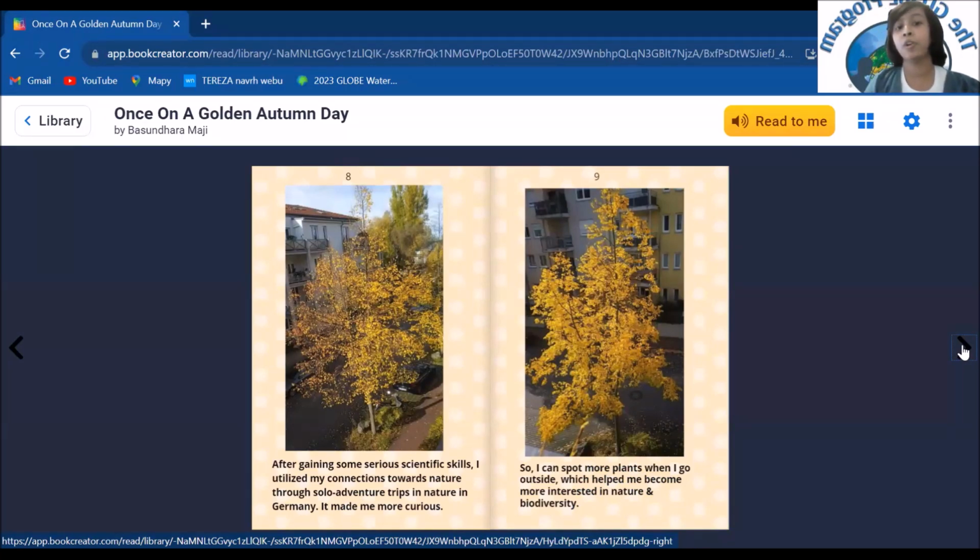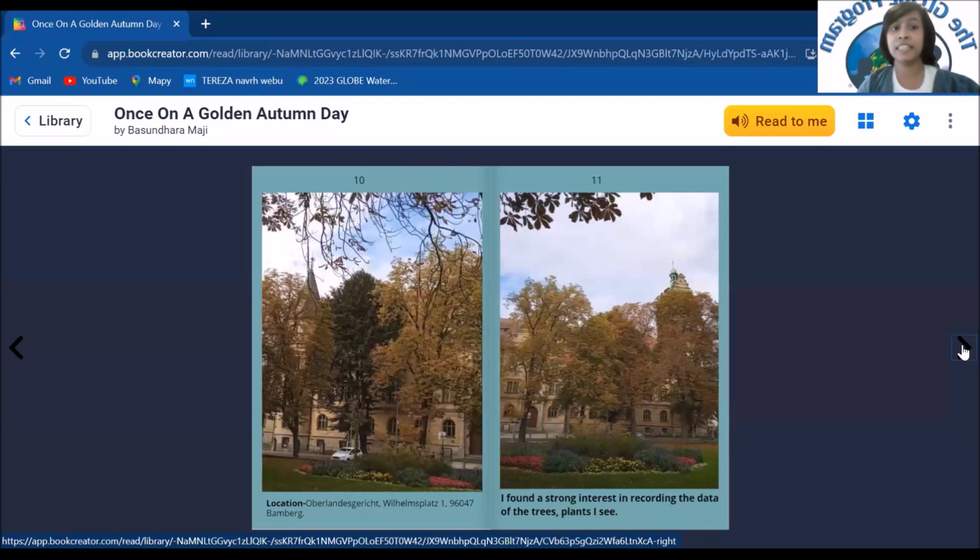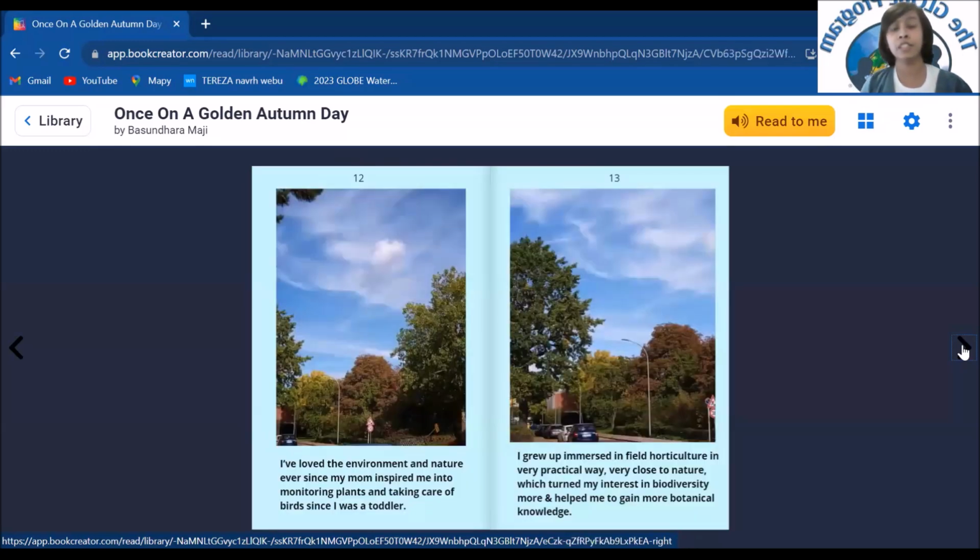So I can spot more plants when I go outside, which helped me become more interested in biodiversity. I found a strong interest in recording the data of the plants that I see, including their scientific names, local names, native regions, etc. I utilized my connections towards nature through solo adventure trips in nature in Germany. It made me really very curious to be under the canopies of trees, and made me feel at peace.